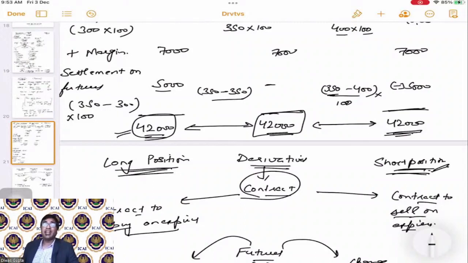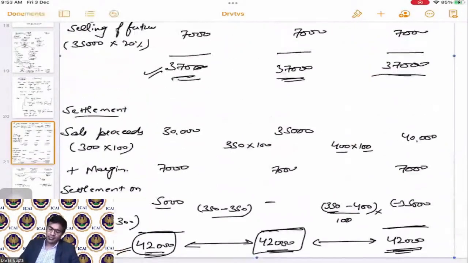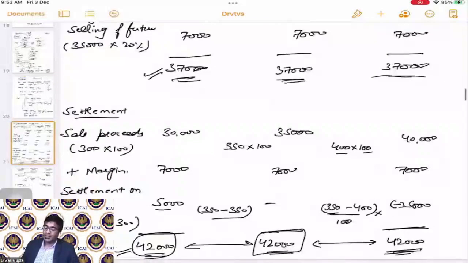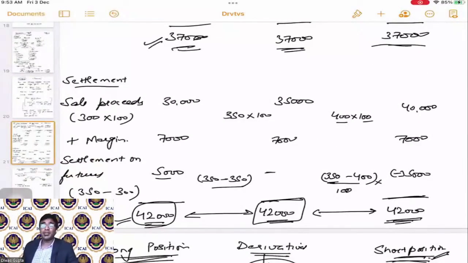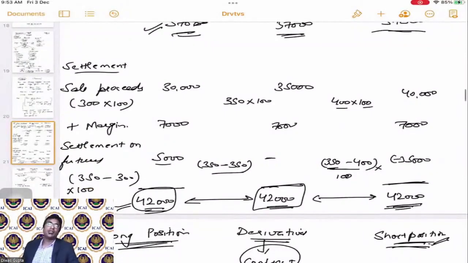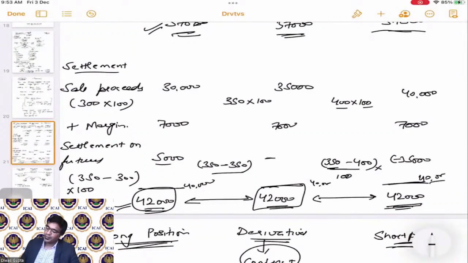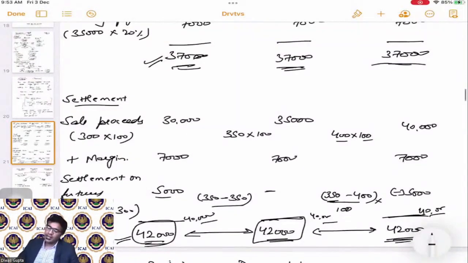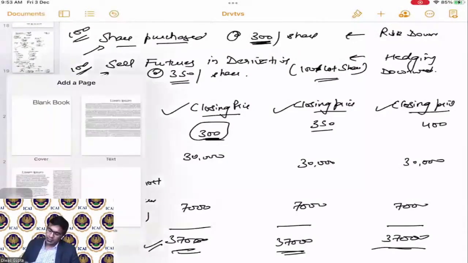Now, can anyone tell me why it is happening? Obviously, it will happen because we have taken another position in the futures market. But I'm asking why 42,000? Why not 40,000 in all the cases? This is a smart question now. Why not 40,000 in all the cases? Why 42,000? Because here we are earning 5,000, right? 42 minus 37.